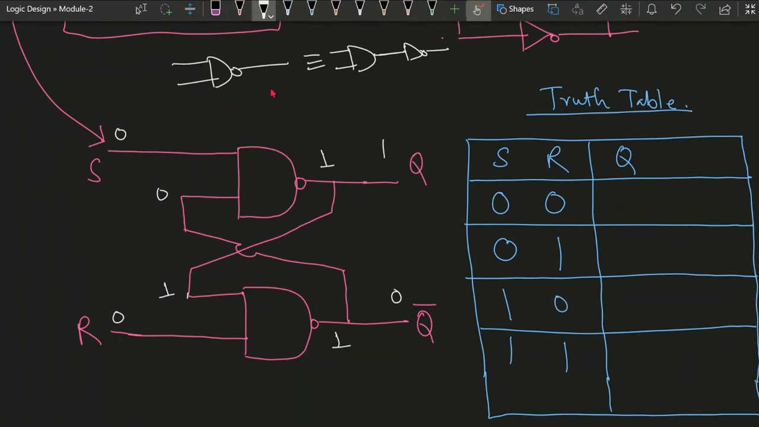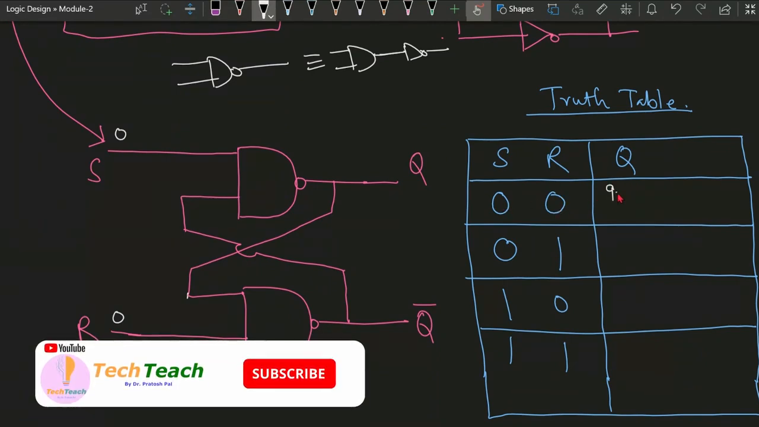This means that for any value of Q and Q bar, if inputs S and R are 0 0, the output will not be a valid output, because a valid output requires that if Q is 1 then Q bar should be 0, that is, Q and Q bar should be complemented. But in both cases it comes out to be 1 1 only. So in the truth table, if the input is 0 0, the output will always be invalid.